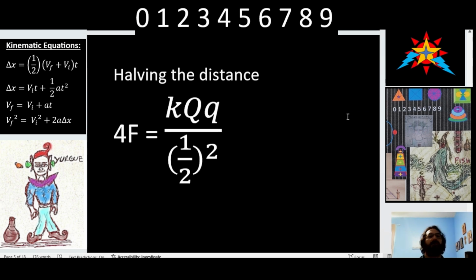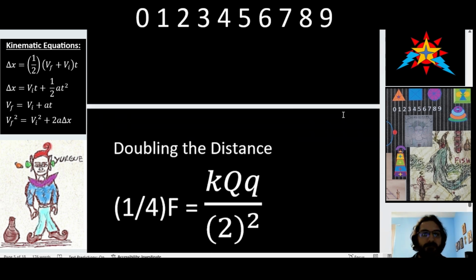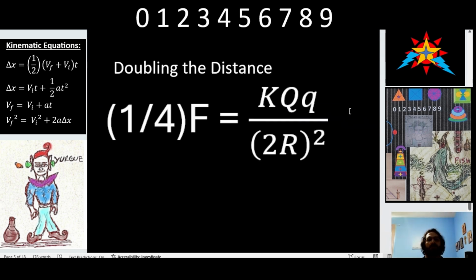Now, if we halve the distance, it's going to be 1/2 squared, and the 4 goes to the top, and now you have 4 times the force. So if you decrease the distance between the two particles to half of its original distance, you're actually going to increase the force 4 times, because the force diminishes with the inverse square of the distance. If you halve the distance, you increase the force 4 times. Now, if you double the distance, you decrease the force to a fourth of what it was initially, because of the inverse square law.